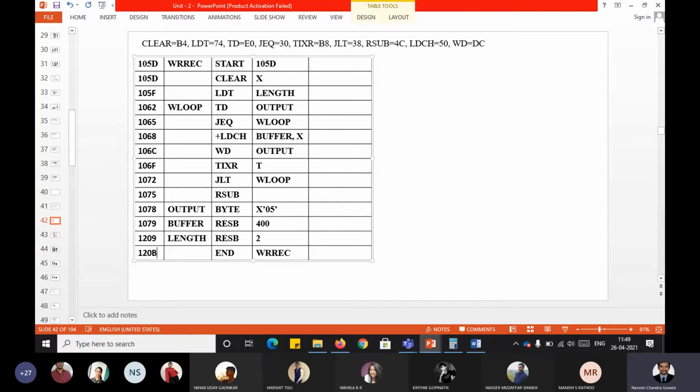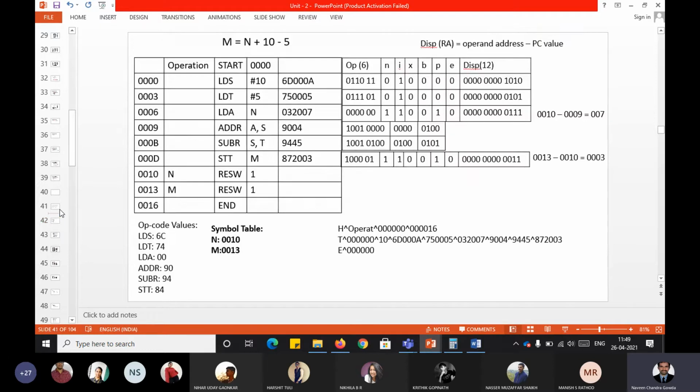Guys, are you getting this point? Is it clear till now? Yes, sir. So that's how we are done with the memory allocation, or address allocation. Now let me take you to the object code generation again, the same way.